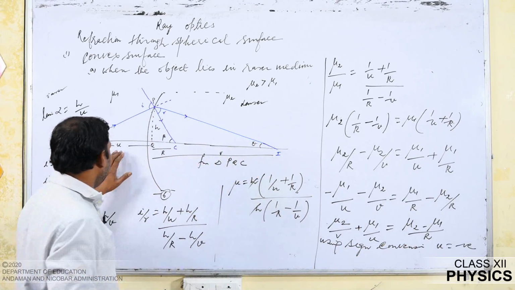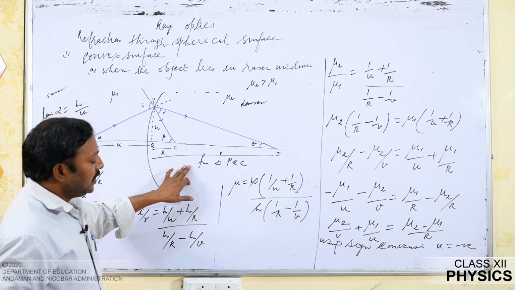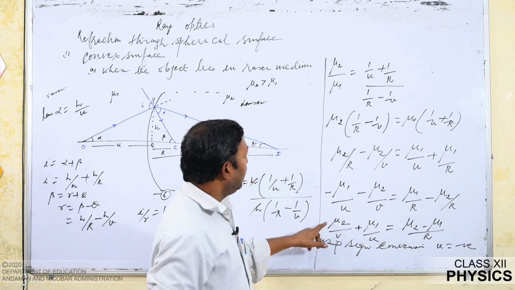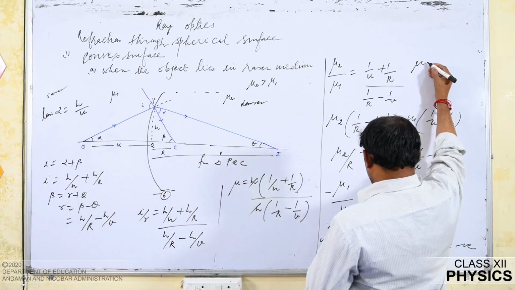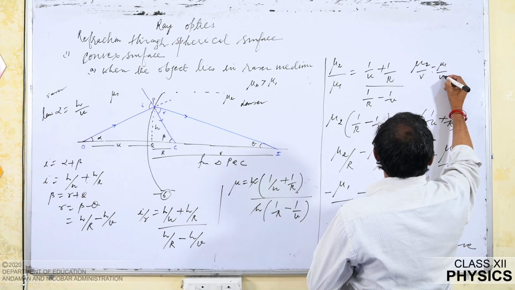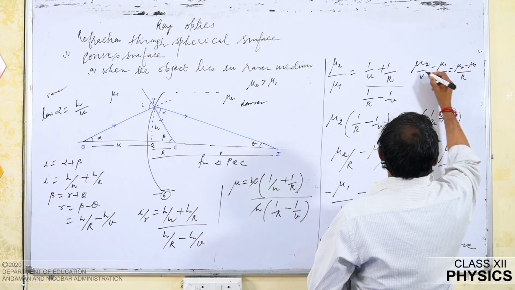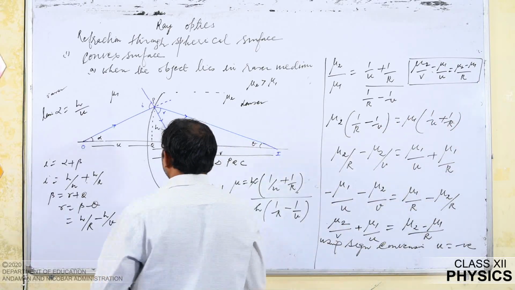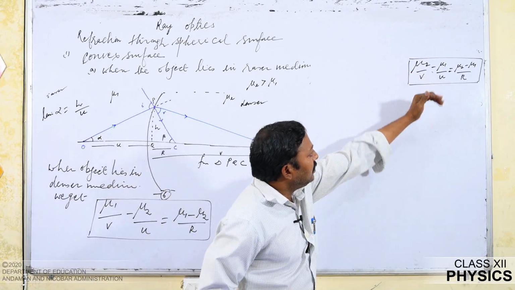Now, from the figure u is negative, v and r are both positive, therefore putting the sign for u as minus u gives mu2 by v minus mu1 by u is equal to (mu2 minus mu1) by r. This is the relation between v, u, r and refractive indices. The derived equation is mu2 by v minus mu1 by u is equal to (mu2 minus mu1) divided by r.